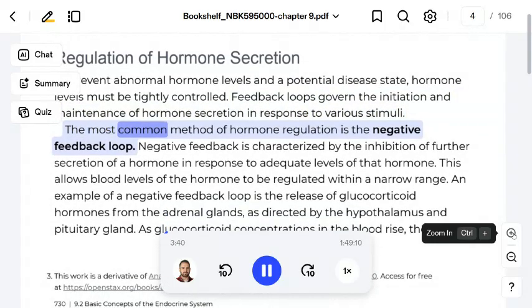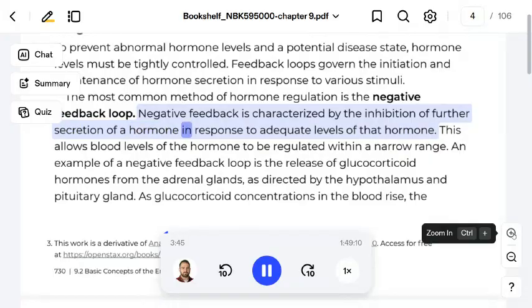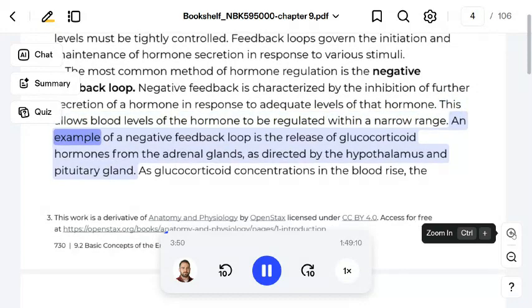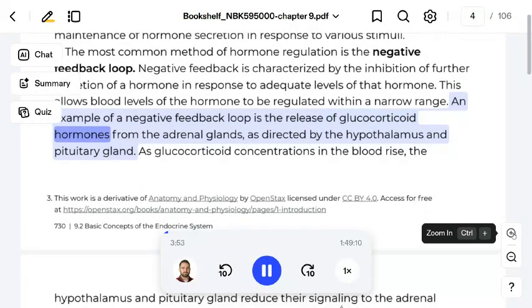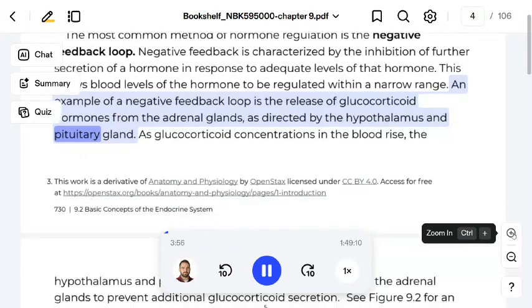The most common method of hormone regulation is the negative feedback loop. Negative feedback is characterized by the inhibition of further secretion of a hormone in response to adequate levels of that hormone. This allows blood levels of the hormone to be regulated within a narrow range. An example of a negative feedback loop is the release of glucocorticoid hormones from the adrenal glands as directed by the hypothalamus and pituitary gland.